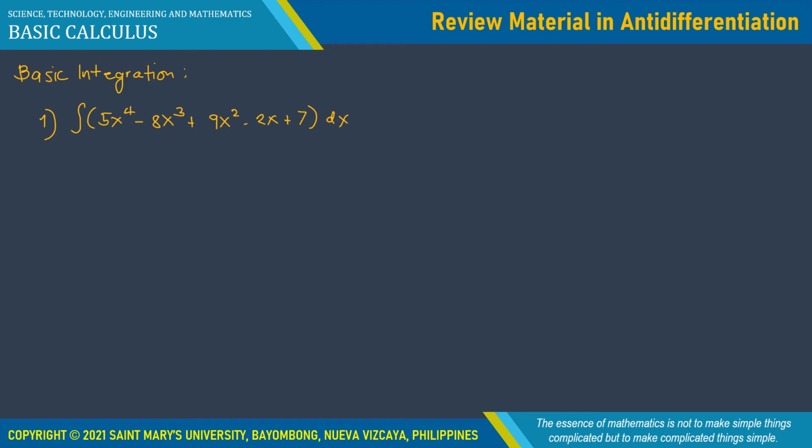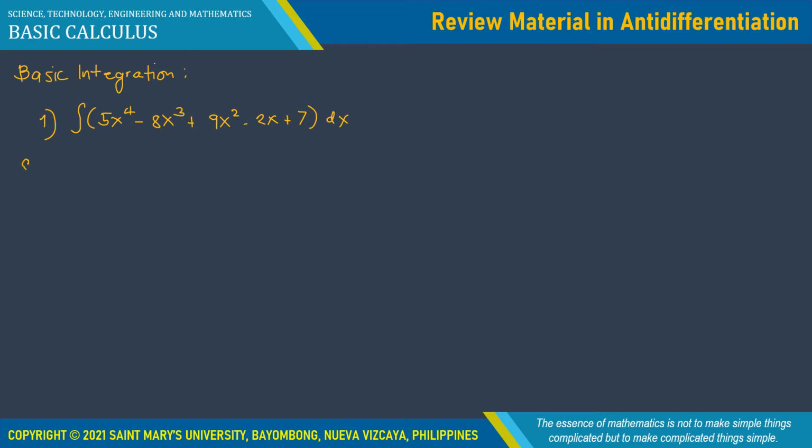Dito sa ating review, magsosolve tayo ng ilang problems on anti-differentiation or integration. So mauna tayo sa basic integration, yung mga basic rules of anti-differentiation. So first one, we have the integral of quantity 5x to the fourth minus 8x cubed plus 9x squared minus 2x plus 7 dx. So paano natin kukunin ang integral nito?